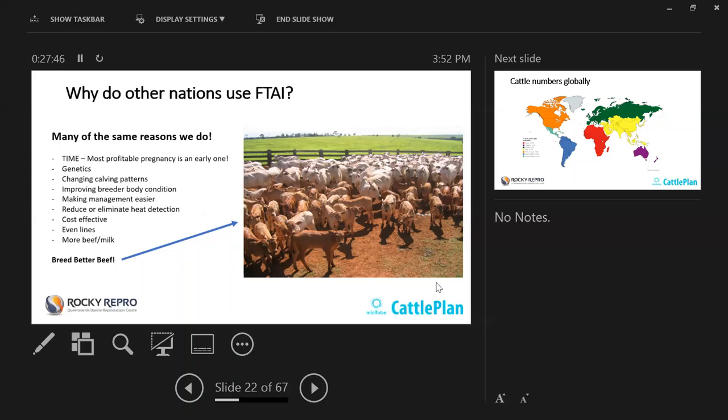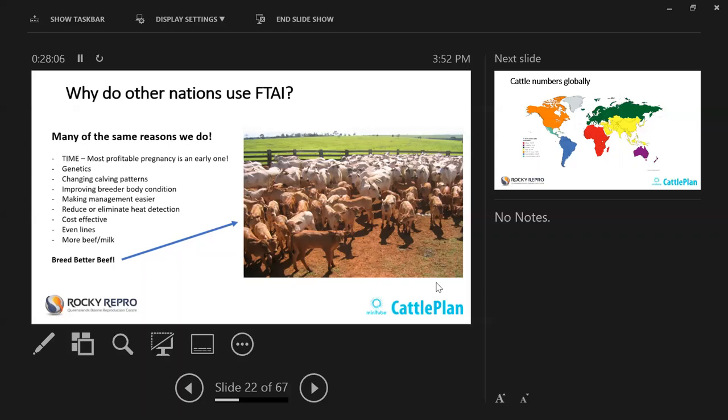Changing calving patterns. Also to improve breeder body condition. When they're front-loading the breeding season with an AI program, they're going to be calving into better nutrition as well. So those breeders aren't going to drop off as much in condition after calving, which helps their rebreed rate in the long run.